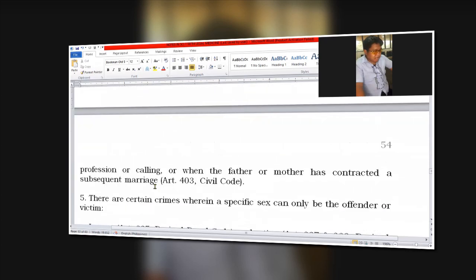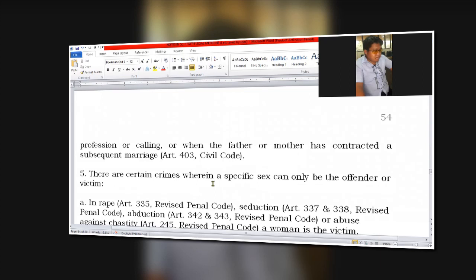Then there are certain crimes wherein a specific sex can only be the offender or the victim. But in rape, the victim can be male or female.